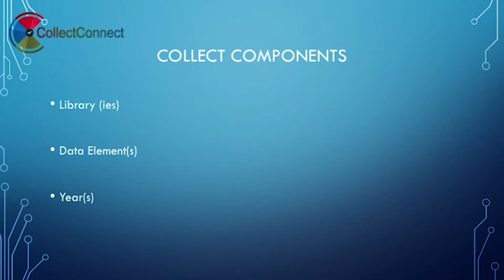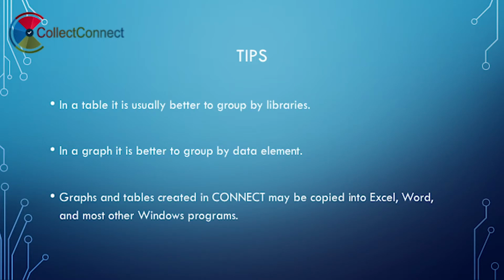The Connect components are libraries, data elements, and years. You may only select multiple items in only 2 of the 3 components. Tips: in a table, it is usually better to group by libraries. In a graph, it is better to group by data element. Graphs and tables created in Connect may be copied into Excel, Word, and most other Windows programs.